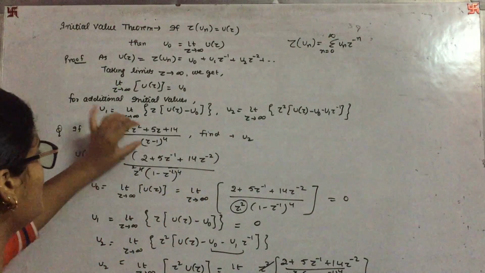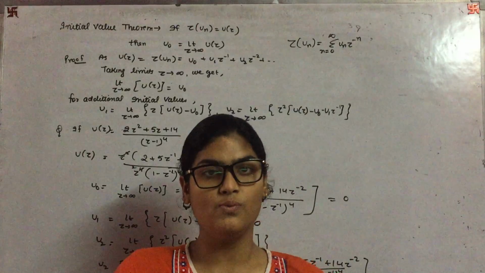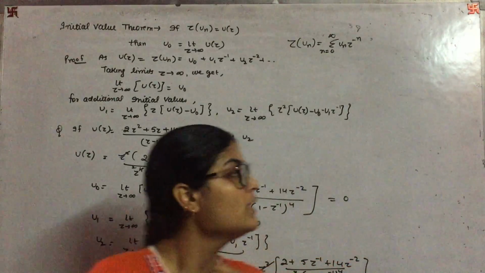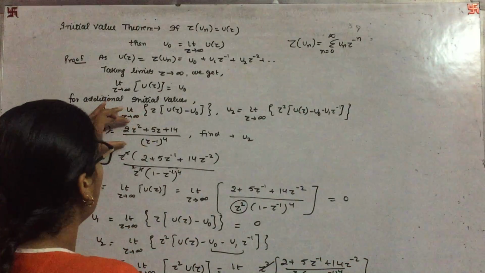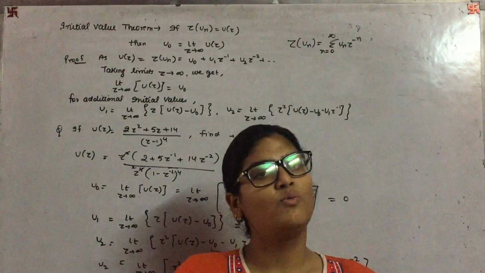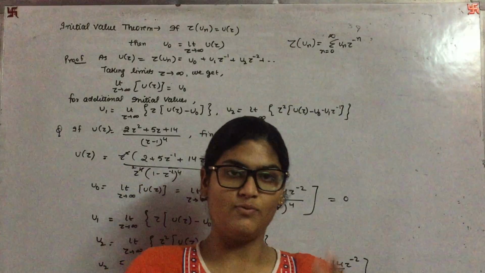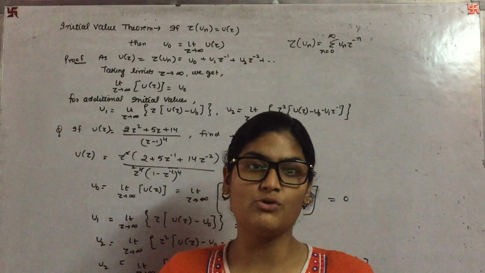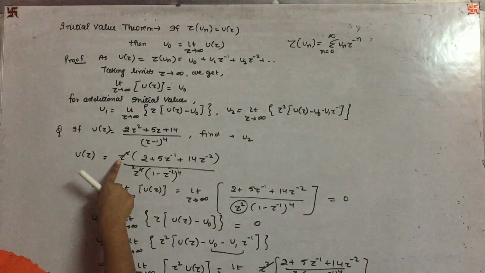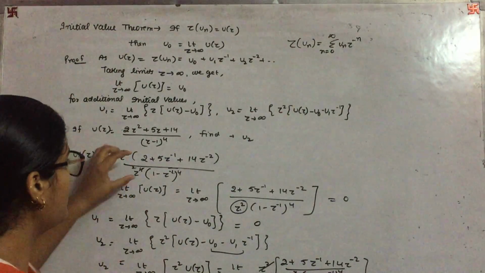Let us suppose U(z) is equal to this function, then find the value of u2. Firstly, you have to find the values of u naught, u1, u2 individually. Then only you can proceed towards the last value. Just focus that this term can be simplified as 1 upon z. Why? Because, as we know, the initial value theorem is valid for z tends to infinity. So 1 upon z means 1 upon infinity comes out to be 0, so it will become simple. That's why I'm taking z square common from the numerator and z raised to power 4 from the denominator. z square is cancelled with z square.